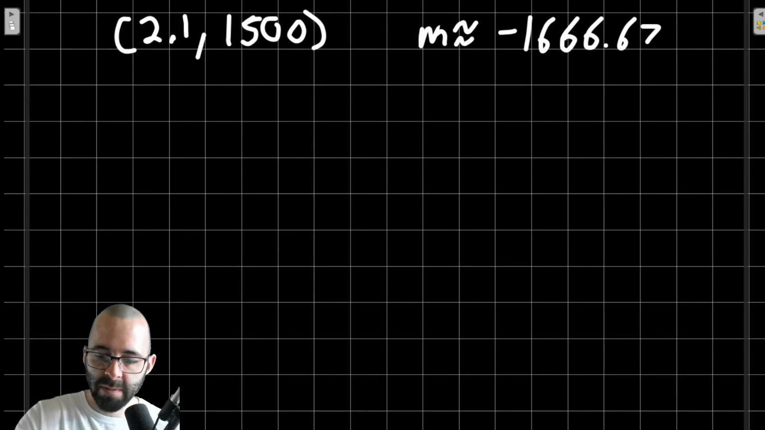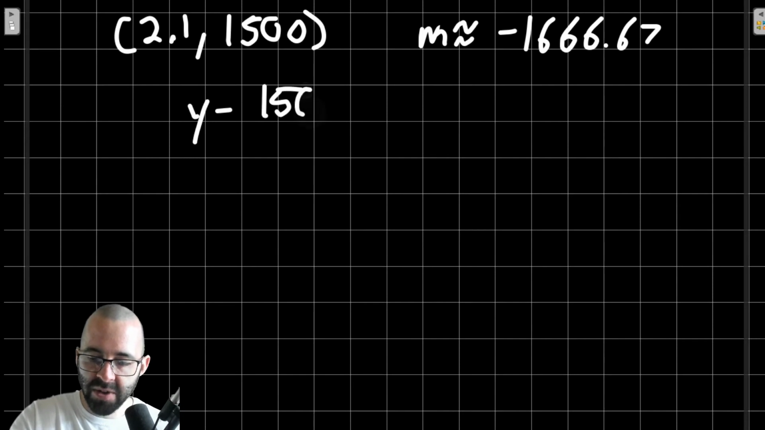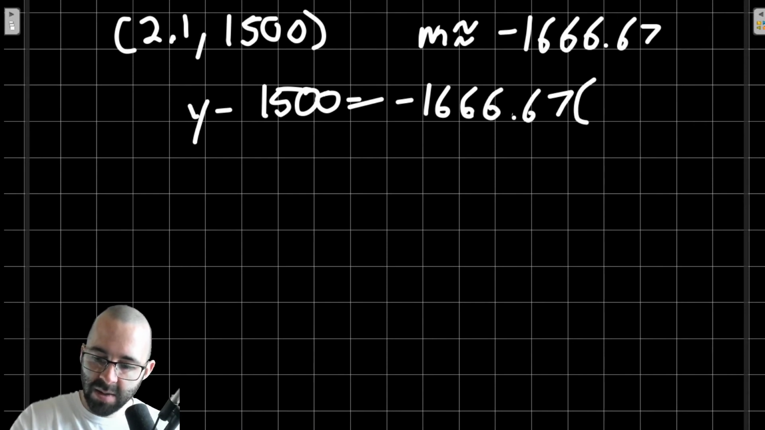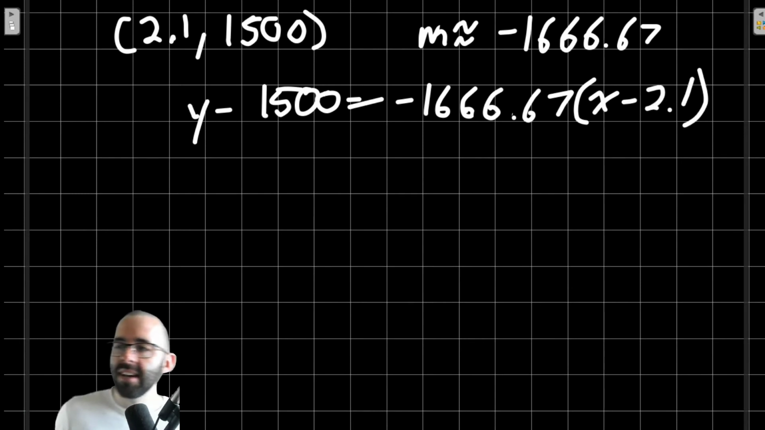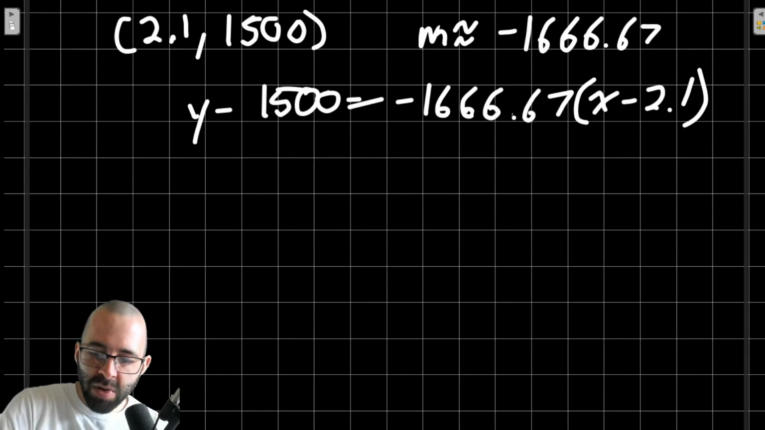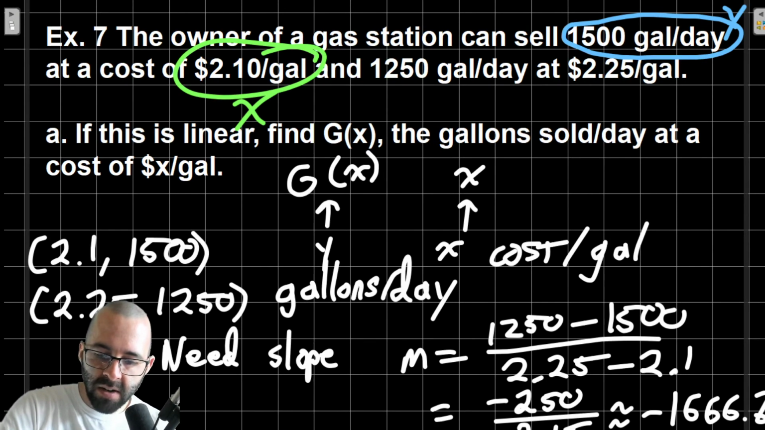And now we use point slope form. y minus the y coordinate, which is 1500, is equal to m, which is negative 1666.67, times x minus x1, which is 2.1. And you might say, all right, we did video 1. This is the equation of a line. We're done. But remember that this problem is being a little bit more specific, right?